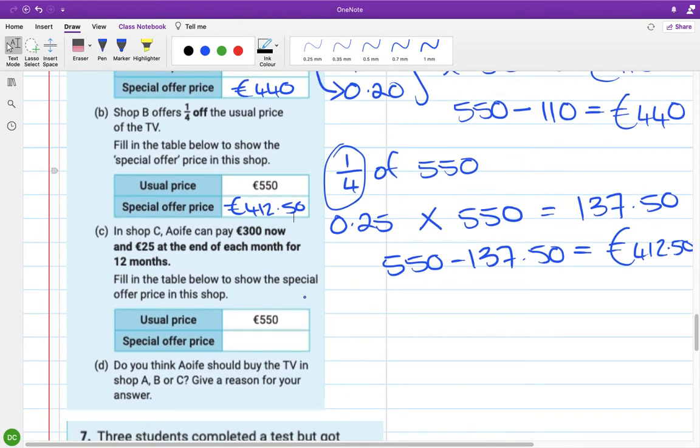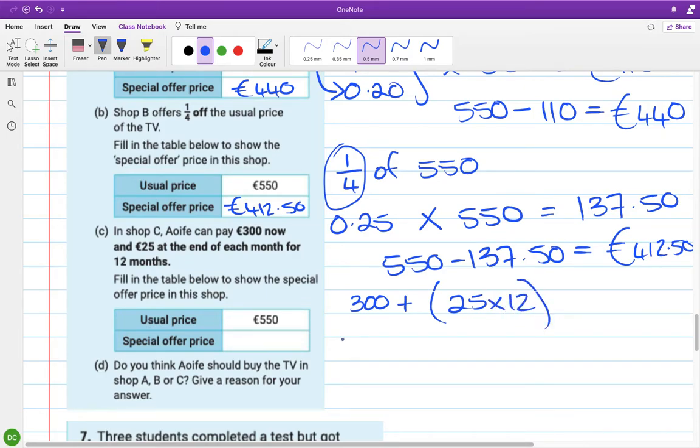Okay, and in shop C, Aoife can pay €300 now and €25 at the end of each month for 12 months. Okay, so €300, fine, plus €25 12 times. So that's 300 plus 300. That's 600. So that's going to be 600.